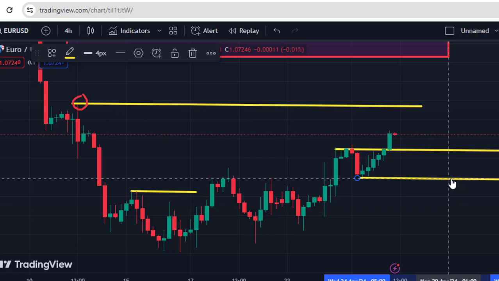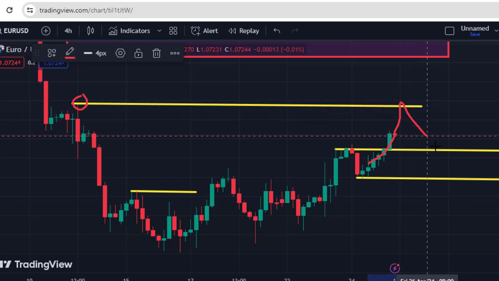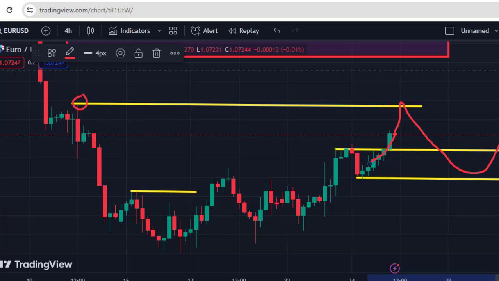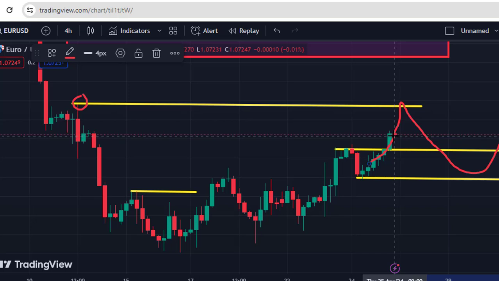So all you need to do is to wait for this move to happen, for the market to move upward and then come back down for you to take that buy opportunity to the upside. This is very important on the Euro USD chart right now. Apply this in your strategy and what you're looking at right now on the Euro USD chart.